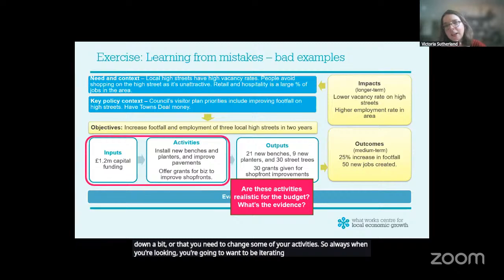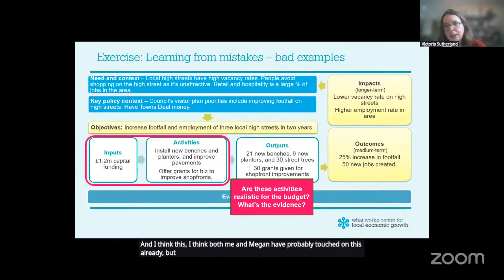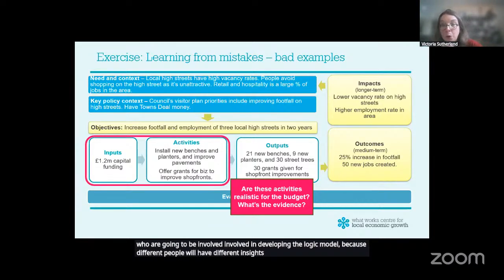And I think both me and Megan have probably touched on this already, but I just want to remake this point, which is that it's super useful to do your logic model collaboratively. So have the different partners who are going to be involved in developing the logic model, because different people will have different insights and, in the sense checking exercise, different people will see different bits that don't quite stack up. So it's very useful to do it collaboratively.